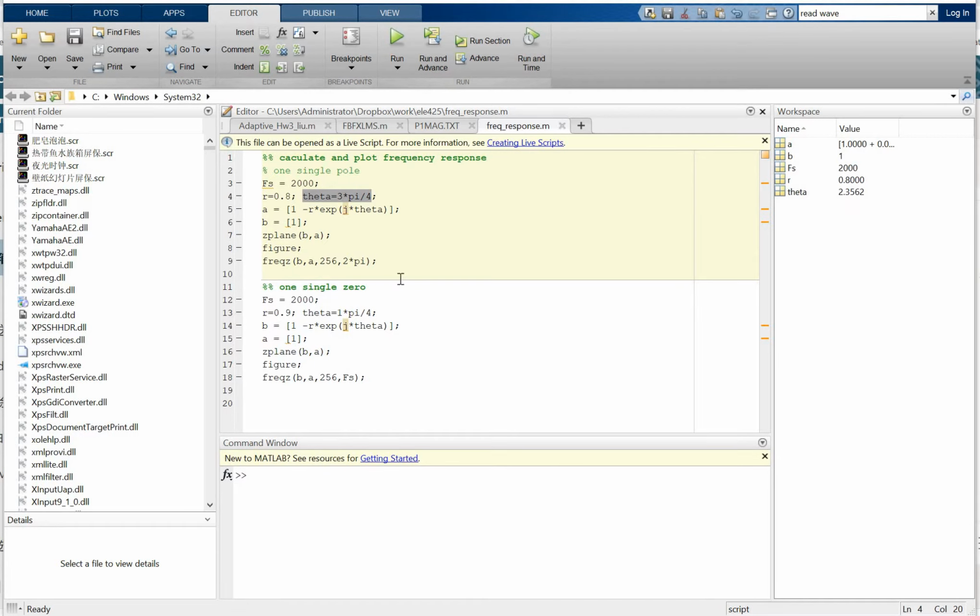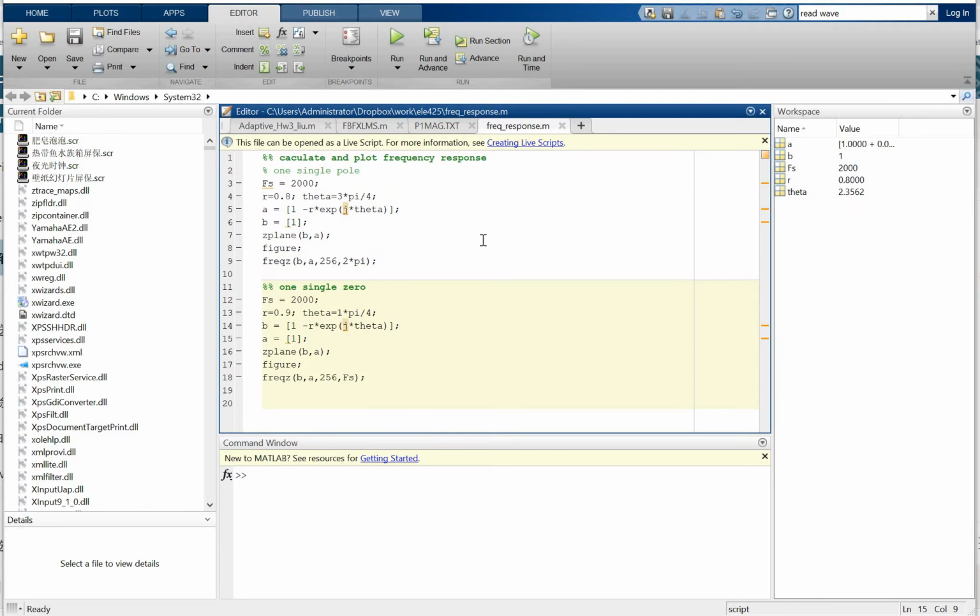Okay, so here we are going to show how to use Matlab to show frequency response. We start with a very simple system as an example. In this system, we have only one single pole. In order to show an LTI system, we want to get coefficients A and B for the system.